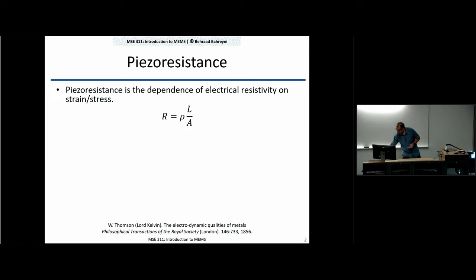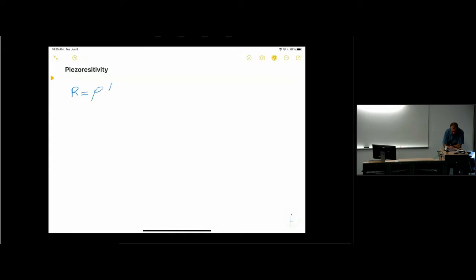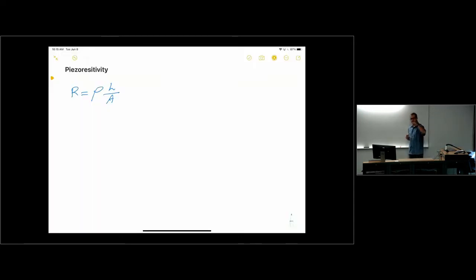So R = rho L over A. This is what we know from before, right? And then if your resistance changes for whatever reason, let's say something affects rho, something affects L, and something affects A, we can show that the change in resistance is a combination of all of these. So you take the relative differences and multiply by the rest of the parameters as constant.